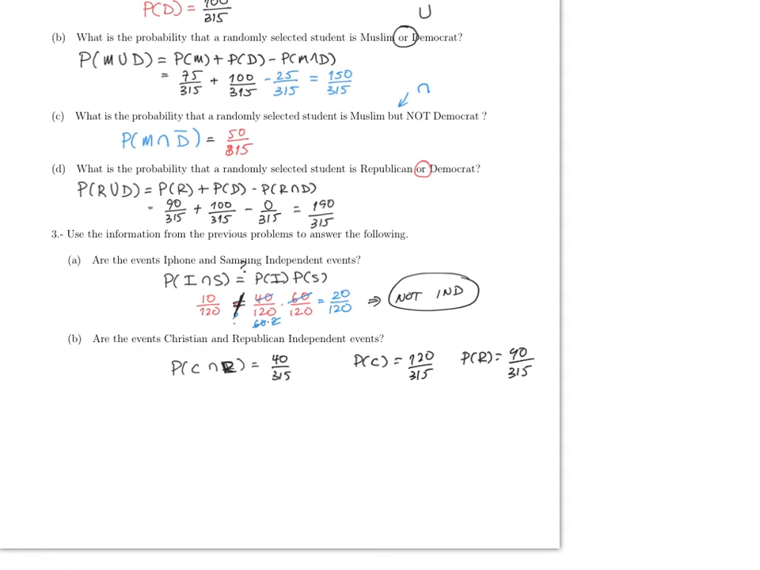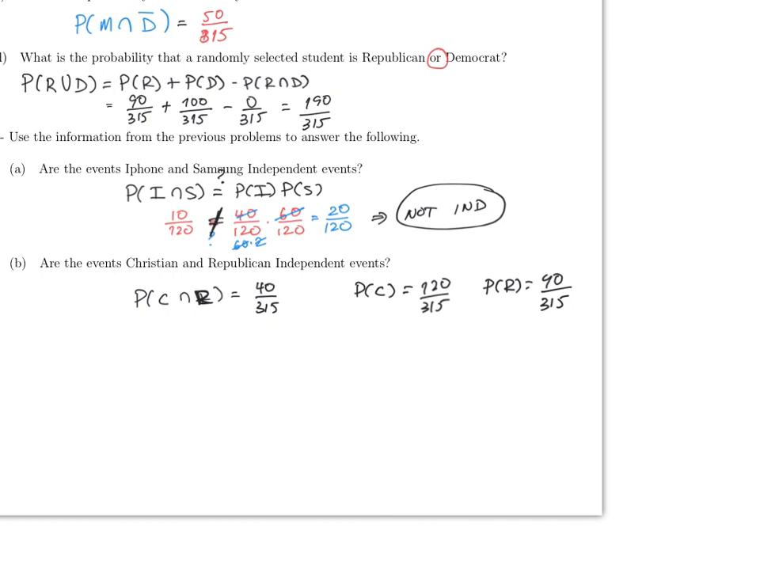Now, in order for this to be independent, 40 over 315 has to be equal to 120 over 315 times 90 over 315. And when I checked this with the calculator, they were not the same. They are close to each other, but they were not the same. So since they are not equal, that means they are not independent. And that's it. Okay, remember, to be independent, you just have to be identical. All right, any questions on this, people?